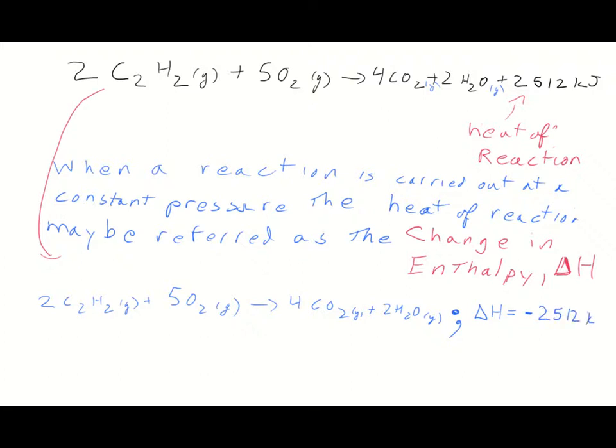2512 kilojoules. Just as a quick review, remember, whenever energy is produced as a product in a chemical reaction, the sign is negative. When the sign of the change in enthalpy is negative, and when energy is a product, we refer to the reaction as an exothermic reaction.